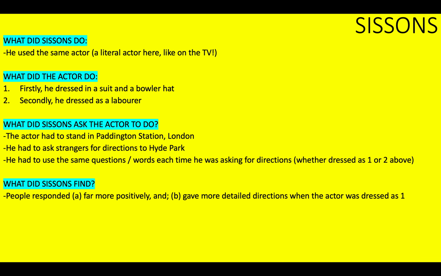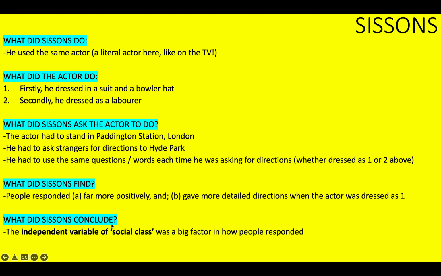So what did Sissons find? People responded much more positively and gave much more detailed directions when the actor was dressed in a very smart fashion. So what did Sissons conclude? The independent variable of social class was a big factor in how people responded when they gave directions. And social class was varied according to how the actor was dressed. Okay, so that's how it was operationalized. Remember, the word operationalized means how you define it, or how you project it. So he projected social class by different dress.